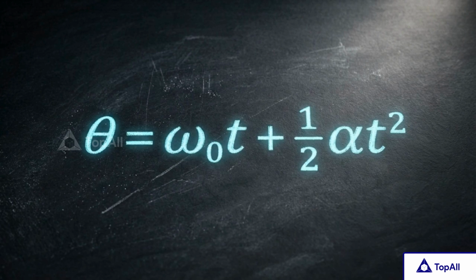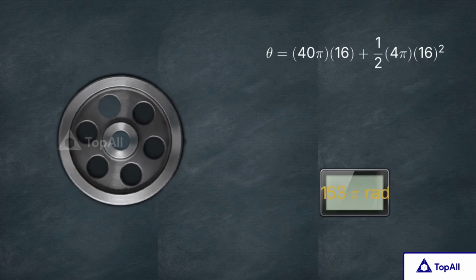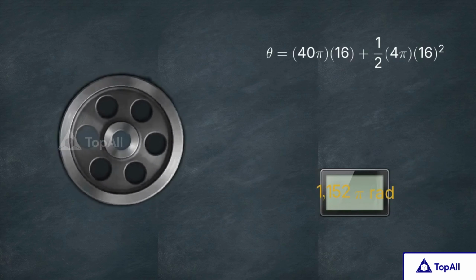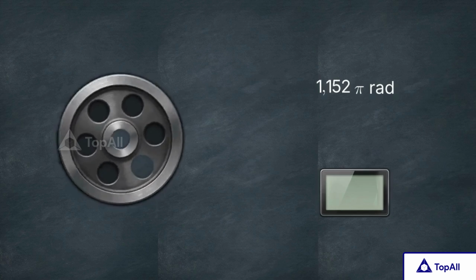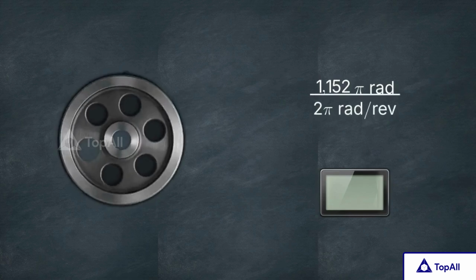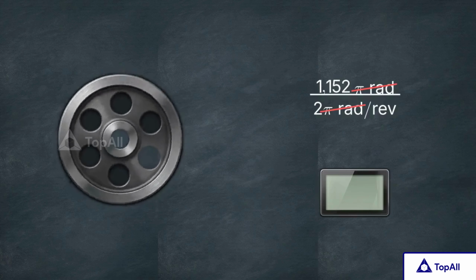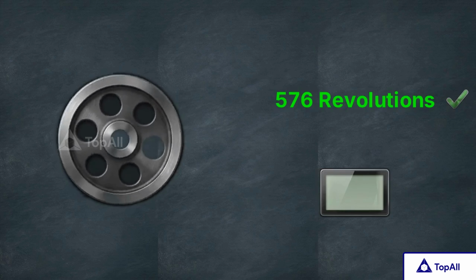Apply our second translated equation to find the total angular displacement, theta. After substituting our values for initial speed, time, and acceleration, the math shows a total displacement of 1,152 pi radians. To make this result practical for an engineer, we convert these radians back into revolutions. Dividing by 2 pi radians per revolution shows that the wheel completed 576 full rotations during those 16 seconds.